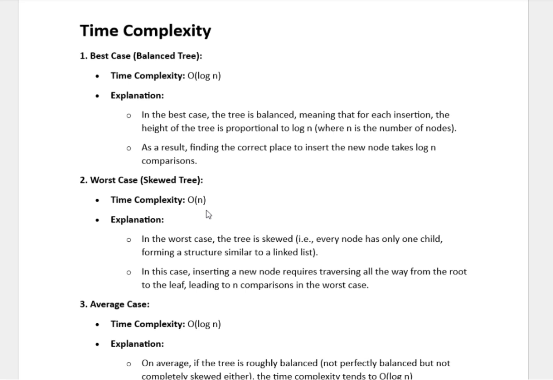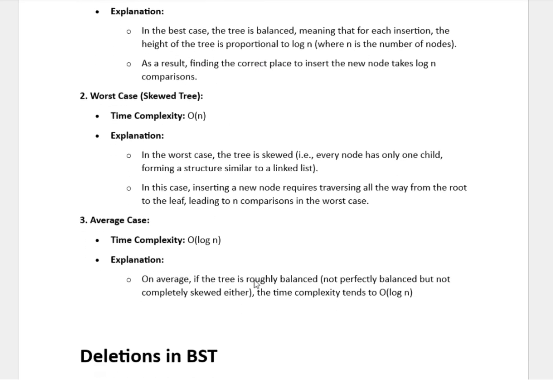And next, in the time complexity, in the best case we have a balanced tree where the height increases proportional to log n. That's why we are getting log n as the time complexity. In the average case also, it's a partially balanced tree, so we are getting log n itself.